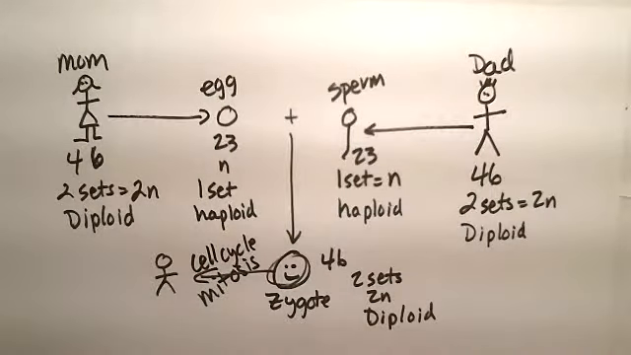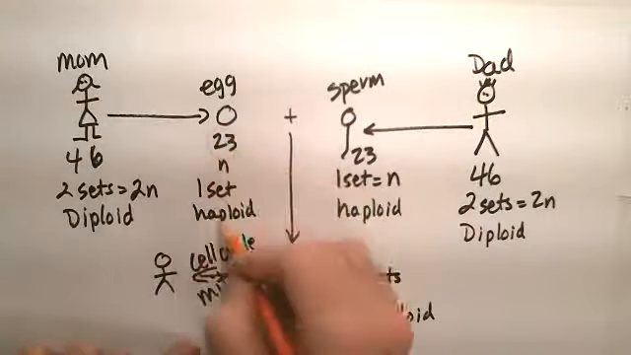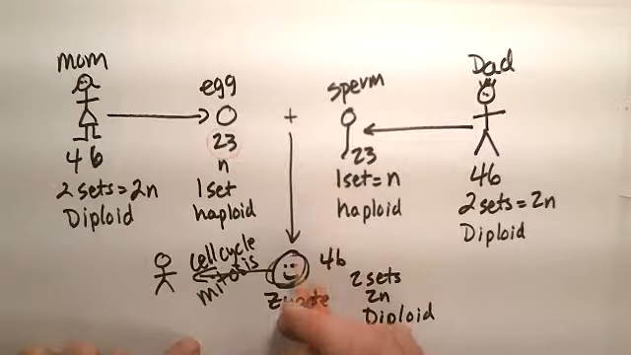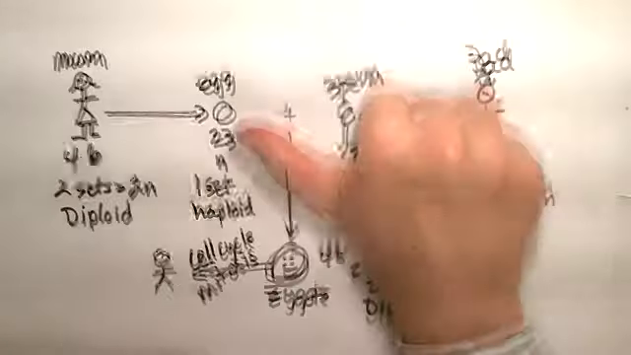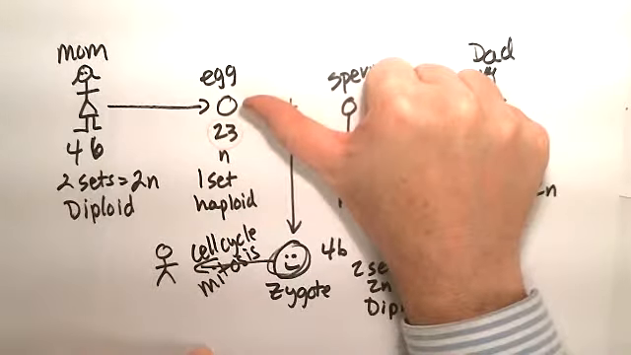Now, how does this relate to hitchhiker's thumb? Let me change colors here real quick so it makes a little more sense. Well, if you have 46 chromosomes, then that means you're going to have at least 2 copies, 2 sets. So that means when you get an egg, you're only going to have 1 set. And we're going to use me as an example. I don't have hitchhiker's thumb. Both of my alleles are the same.